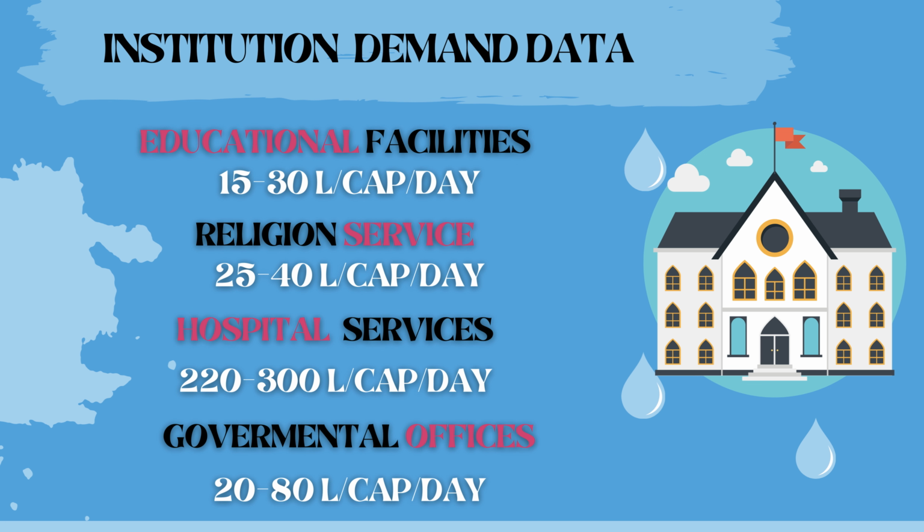In hospitals, I think hospitals require a lot of water, with hygiene being top priority. Water use can range from 220 up to 300 liters per person per day for patient care, sanitation, and laundry. Government offices, water use might reach 20 to 80 liters per person per day, depending on the number of people and activities like restaurant or restroom and cleaning.